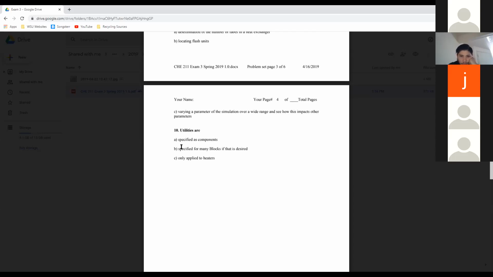Utilities are specified as components or specified for many blocks if that is desired. Well, we know that we don't actually have to specify utilities. All the energy requirements we're given in Aspen is heat duty, which just basically means the amount of energy it needs. What source that comes from, we can define under the utilities tabs for all these blocks, but it's not necessary. So I would say probably B. Because when it says as components, we're only doing molecular species and components. Utilities is actually its own separate folder.